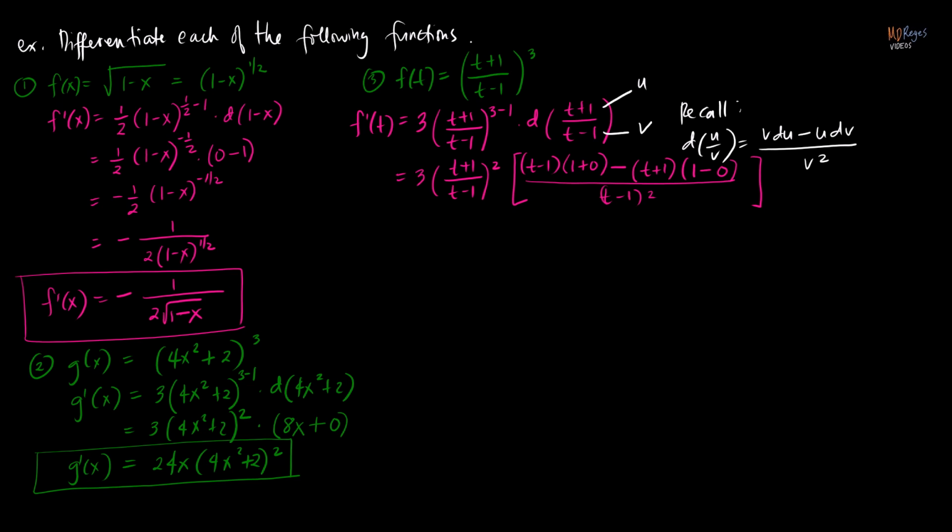What we need to do is simplify our answer. So 3 times, remember in this expression, t plus 1 and t minus 1 are both squared. So we have t plus 1 squared over t minus 1 squared. And then we'll have t minus 1 in the numerator, because t minus 1 here is just multiplied to 1, minus the quantity t plus 1 all over t minus 1 squared. Now this can be combined. This and this can be multiplied.